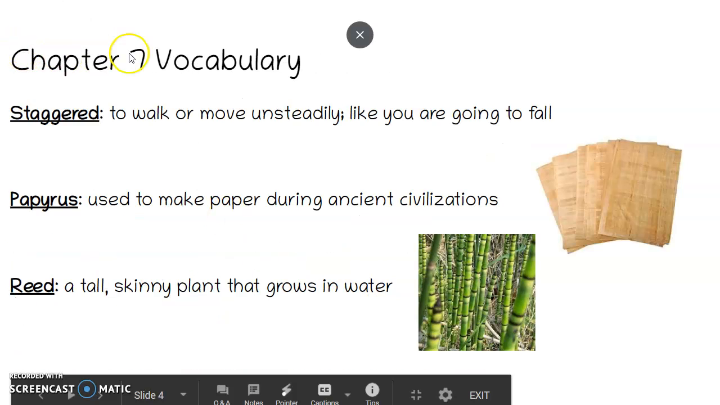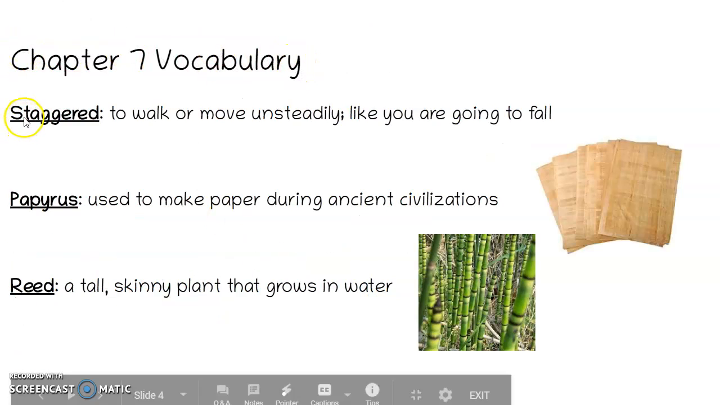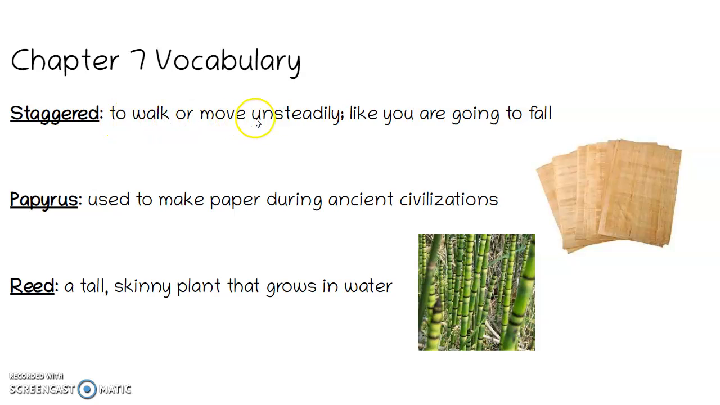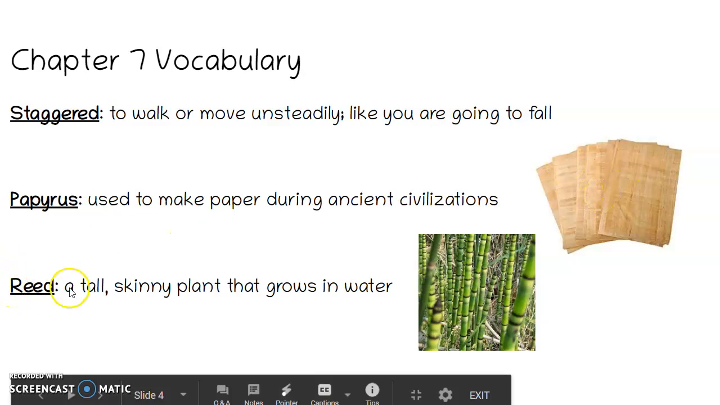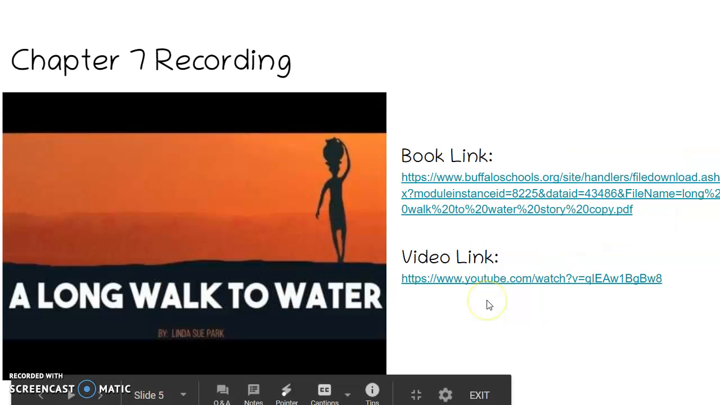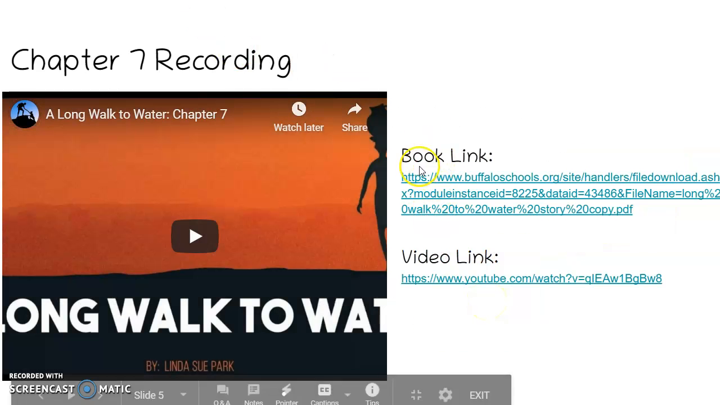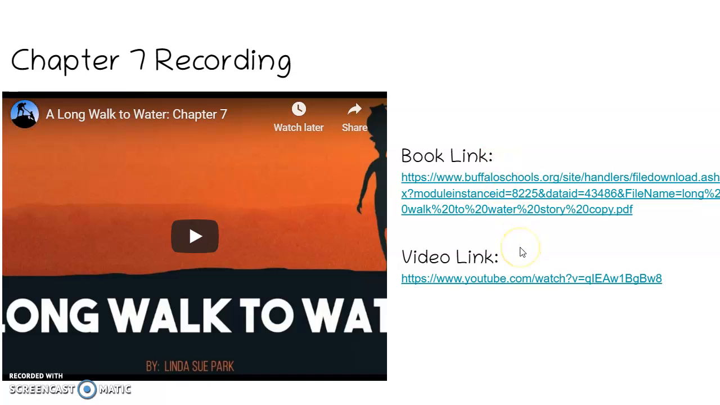Okay. Chapter 7, vocabulary. Staggered, to walk or move unsteadily, like you are going to fall. Papyrus, used to make paper during ancient civilizations. And here's an example of papyrus. It's kind of like paper. Reed, a tall, skinny plant that grows in water. Here's some reeds.